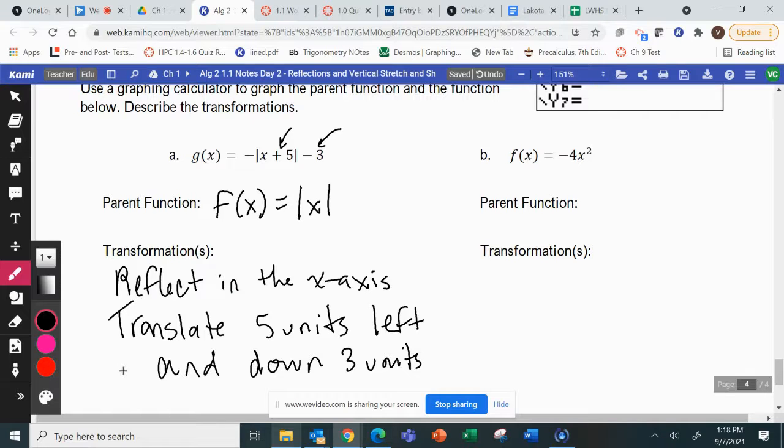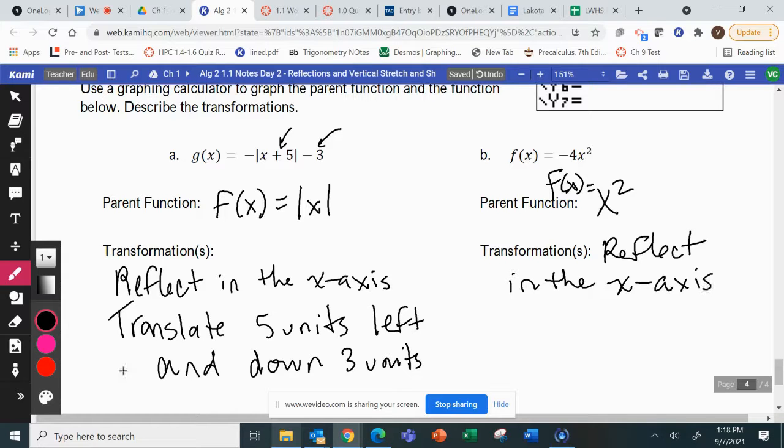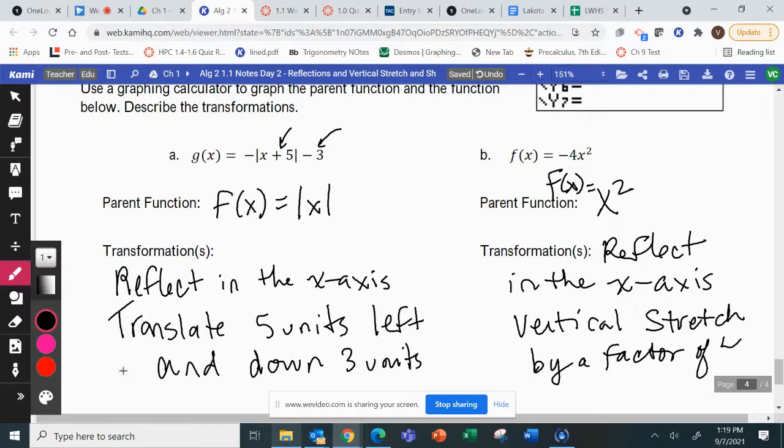And then this last one, the parent function is f of x equals x squared. The negative sign is a reflection in the x-axis. And then the 4 is a vertical what? Times by 4 is a vertical stretch by a factor of 4.